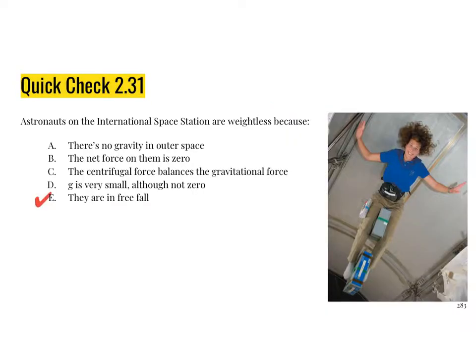So, a quick check. Astronauts on the International Space Station are weightless because the space station is orbiting Earth, so it is constantly in free fall around Earth. There's no normal force, so there's no apparent weight, and that's why they feel weightless, but they are constantly in free fall around Earth.